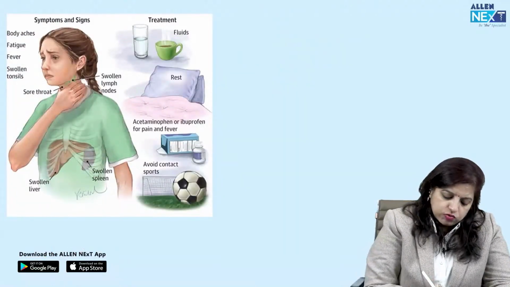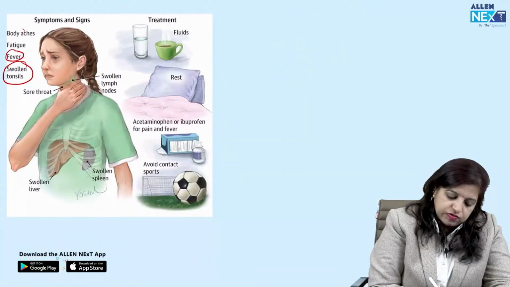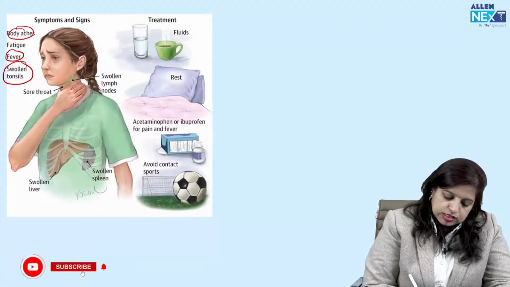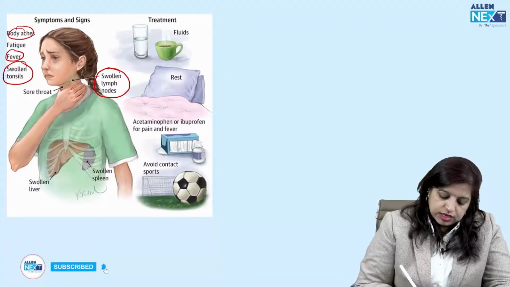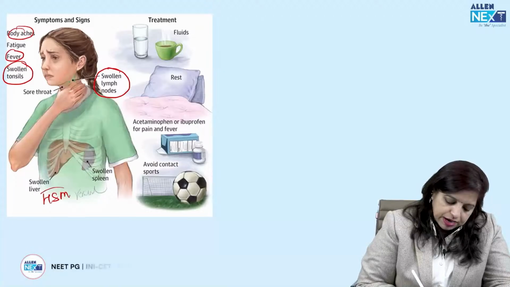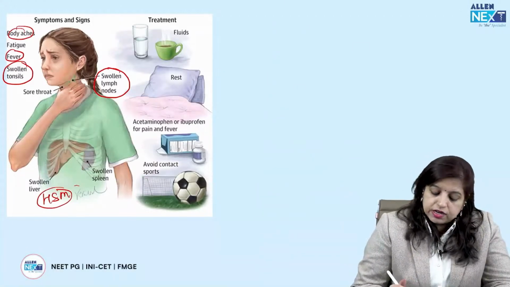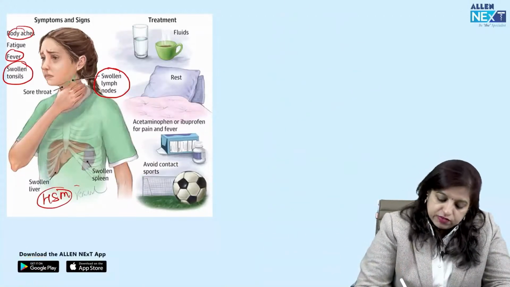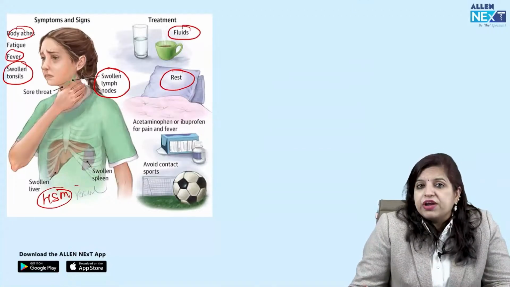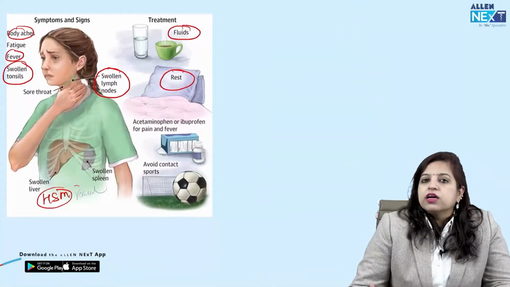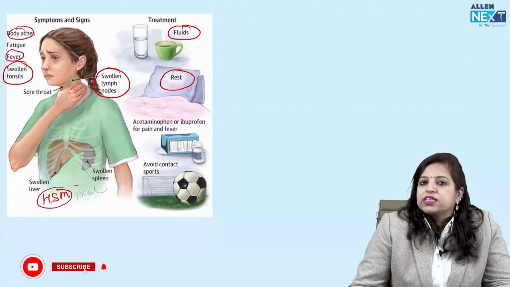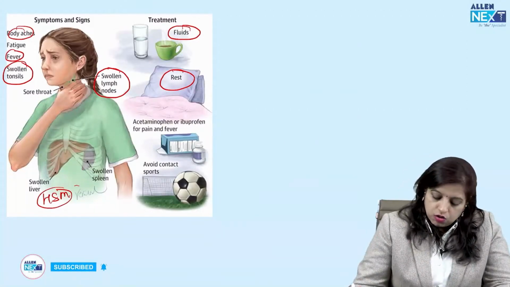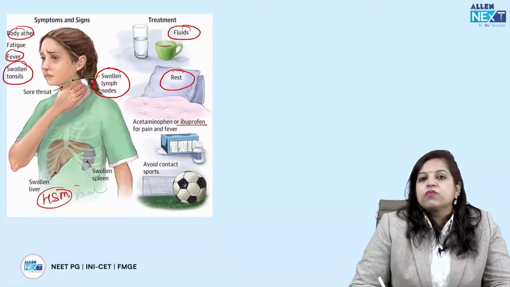Apart from that, what do we see? Swollen tonsils, fever, fatigue, right? Sore throat is there, swollen lymph nodes they have already mentioned, and we also get to see hepatosplenomegaly. And what is the treatment? Nothing, just conservative treatment. Give lots of fluids, lots of bed rest has to be advised, and a good antipyretic in the form of acetaminophen, that means paracetamol, or we can also go for ibuprofen for pain and fever.